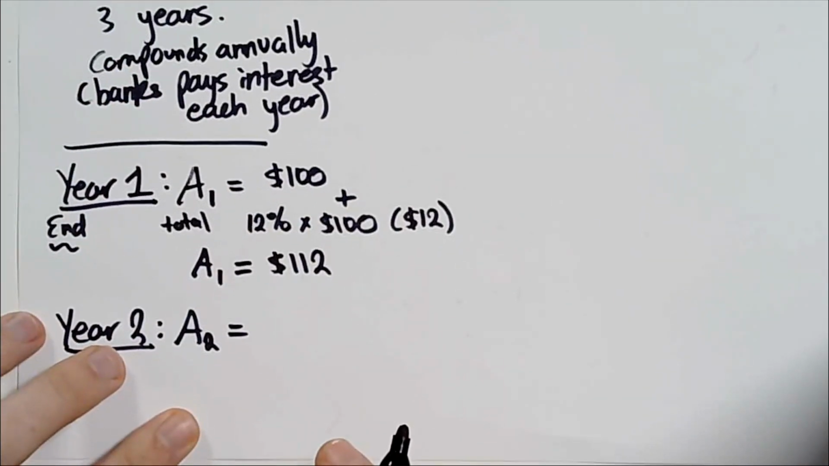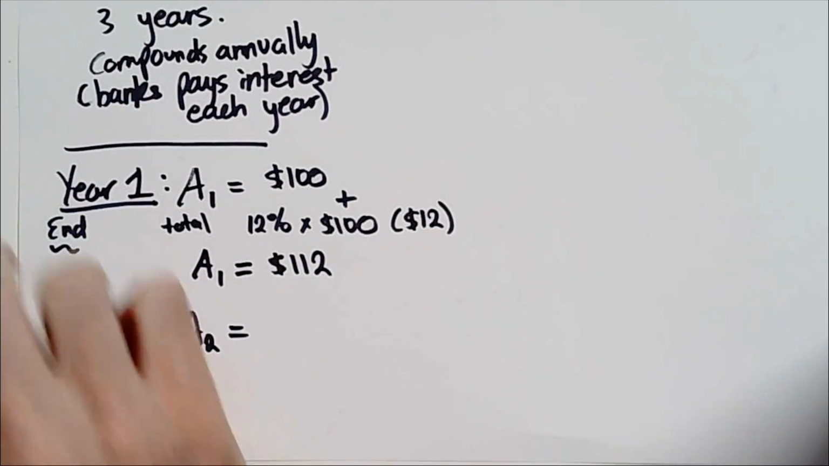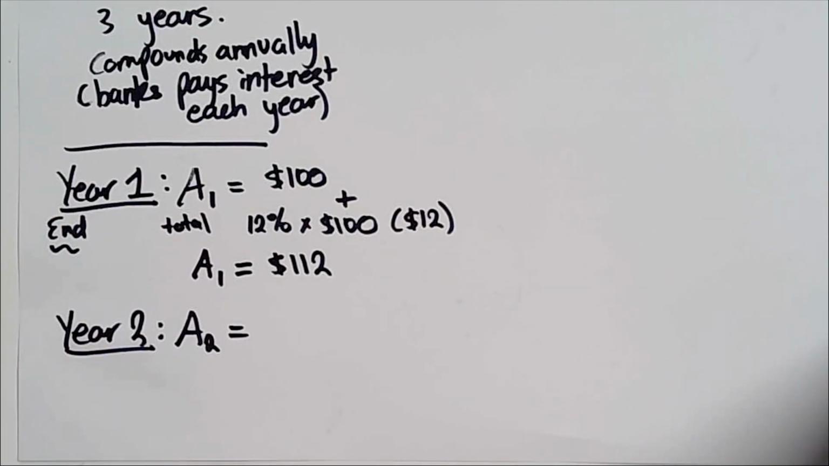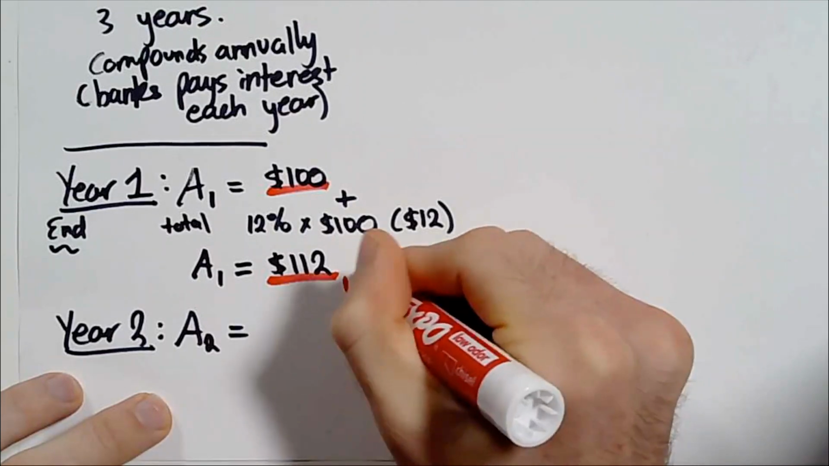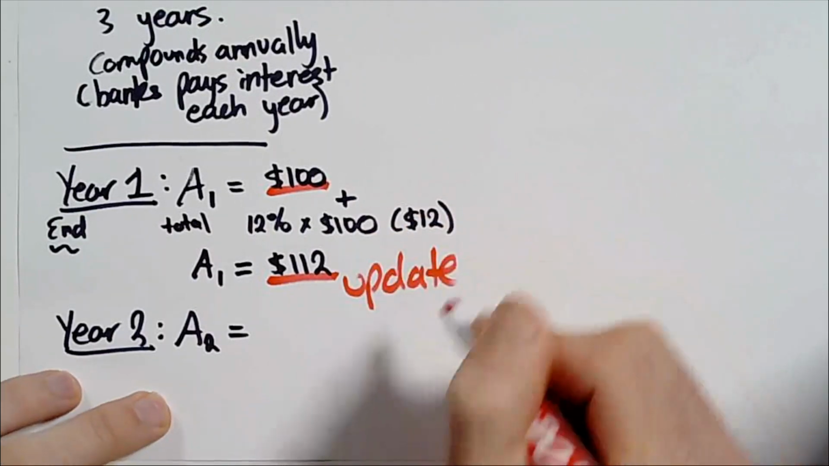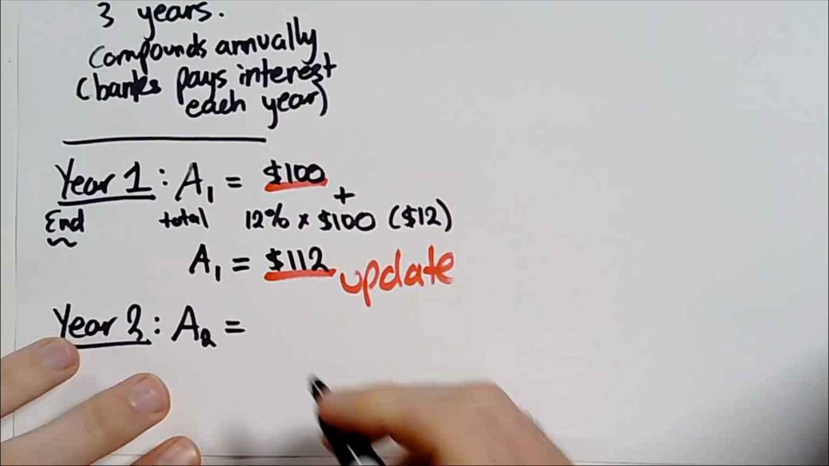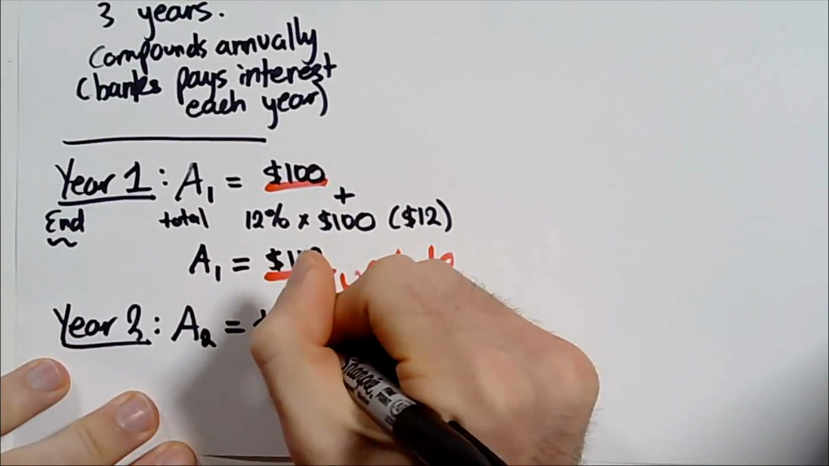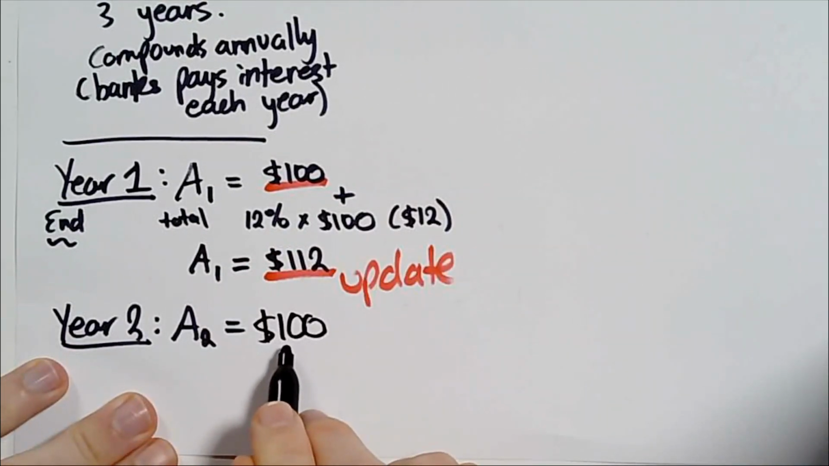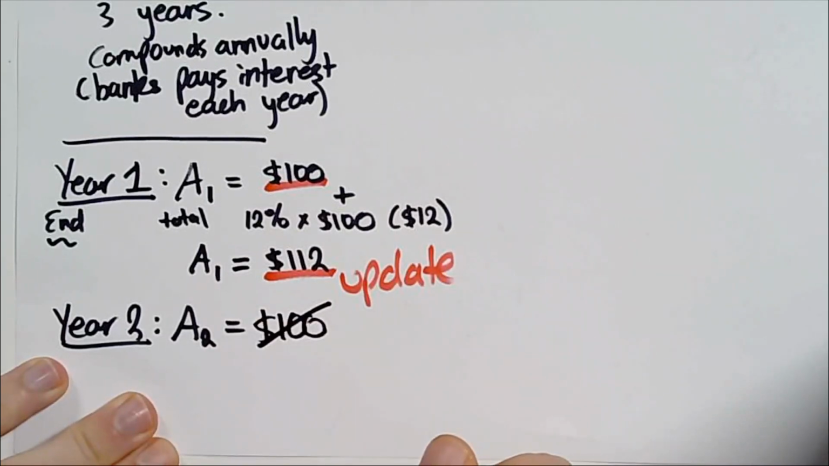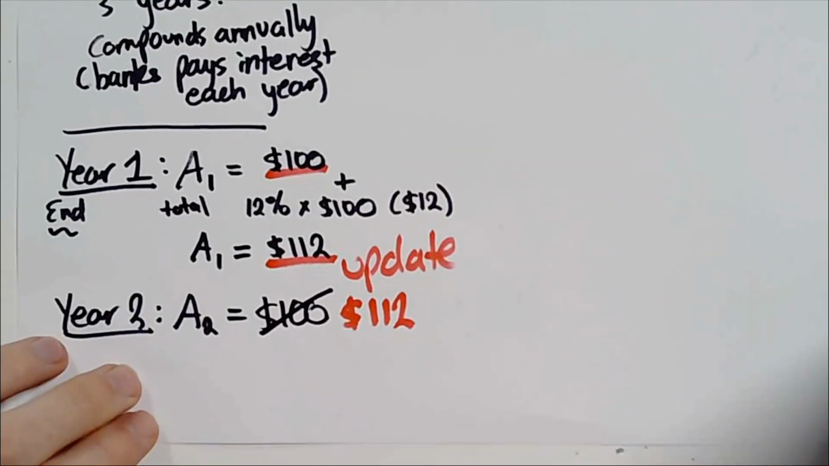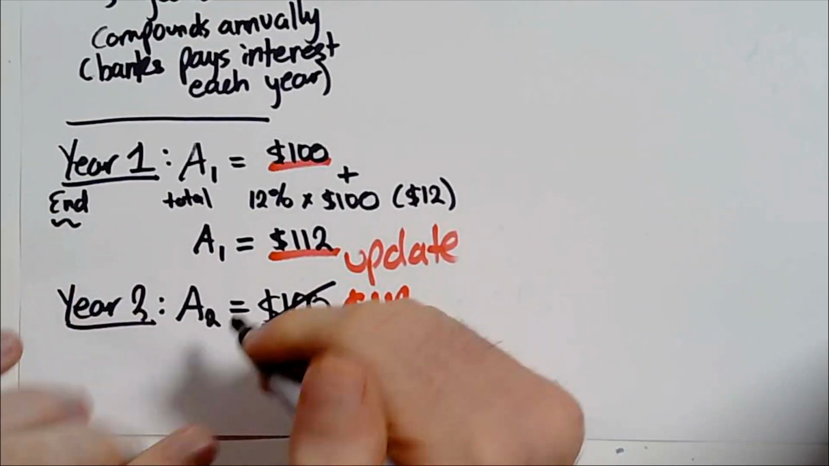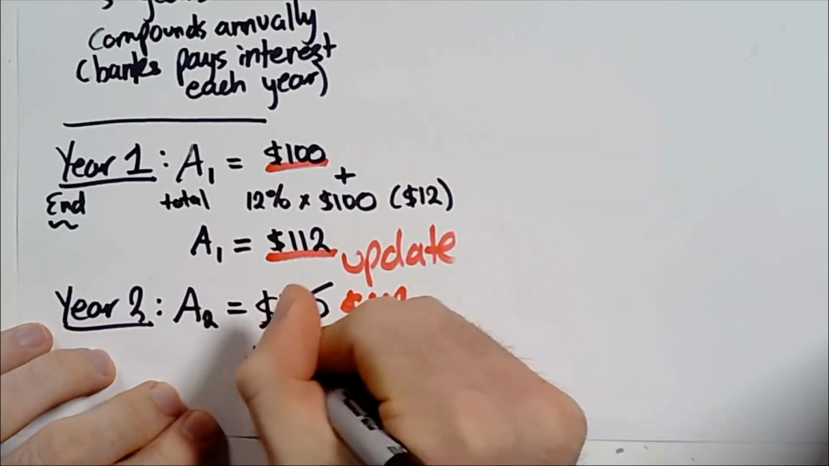So now the principal, which has been updated, right? They are going to update this principal to this amount. We go from $100 to $112. There is an update. So in such a way that $100 is no longer the principal. The principal, in fact, is $112. And when they give me interest, the interest they're going to give me is still going to be 12%.